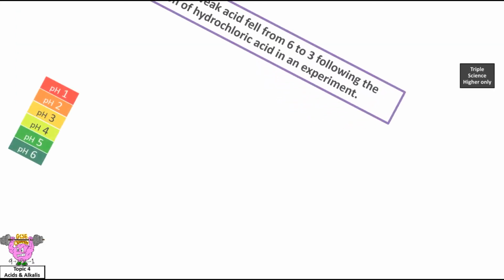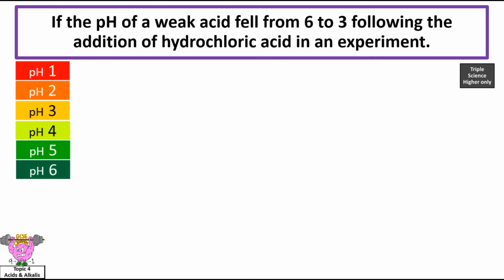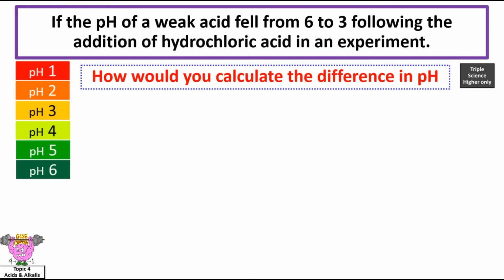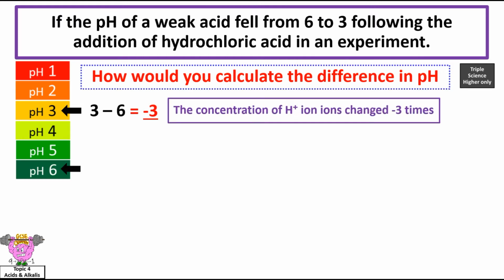If the pH of a weak acid fell from 6 to 3, following the addition of hydrochloric acid in an experiment, how would you calculate the difference in pH? You take the pH figure it has changed to, 3, subtract 6, the pH it started at. Do the maths, and it equals -3. This tells you the concentration of H+ ions changed -3 times. Use this figure in the equation.